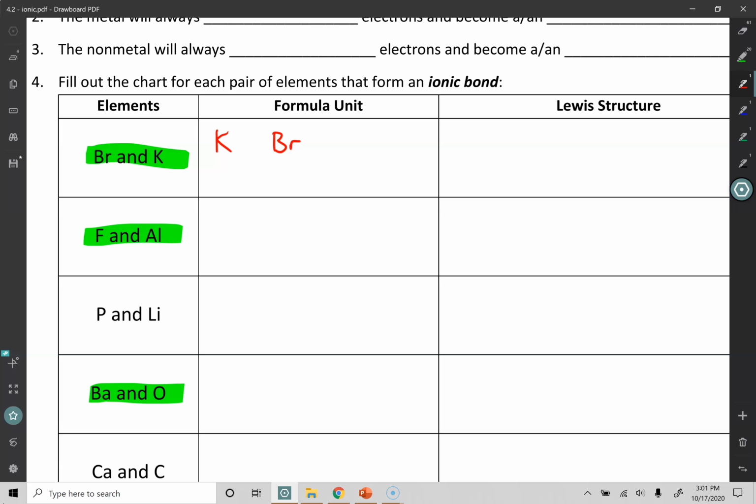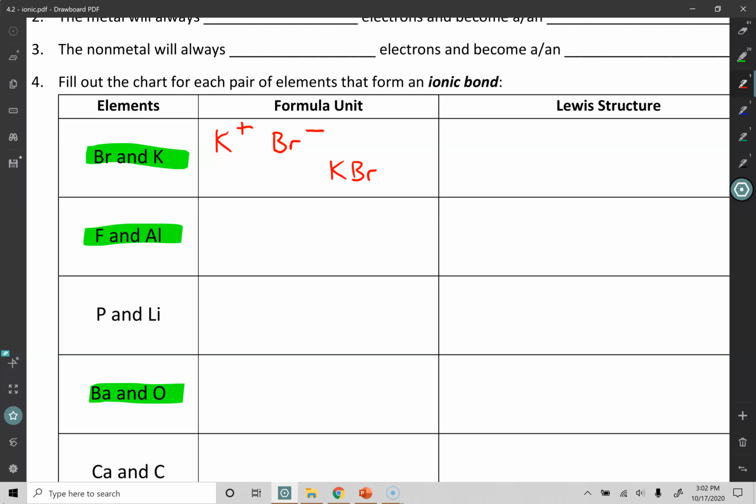Potassium is a group 1 metal. All alkali metals will lose 1 electron to have a charge of +1. Bromine is a halogen in group 17. It's got 7 valence electrons. Halogens will always gain 1 electron to be just a -1 ion. So if I take the +1 and -1 and I crisscross them, I come up with KBr as a formula unit.